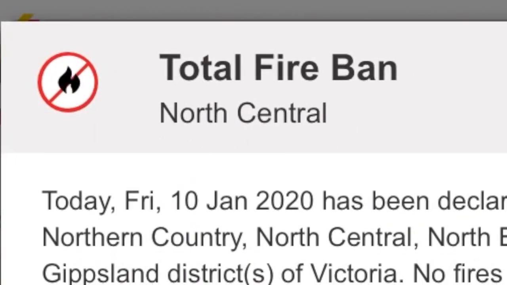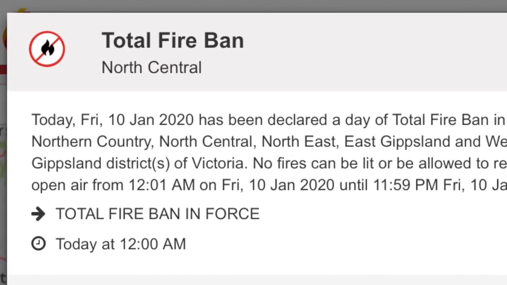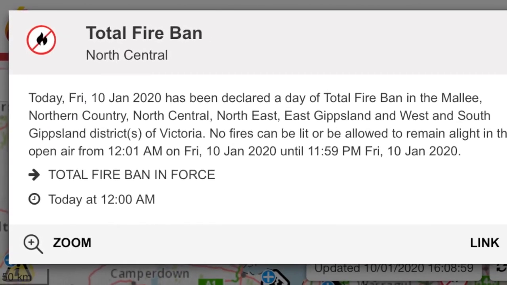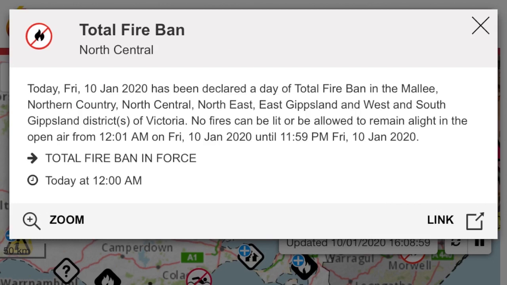On days of high danger, total fire bans are enforced, meaning no one is allowed to light a fire in a designated region. Having a barbecue in a park or starting a campfire are all punishable criminal offences on total fire ban days.